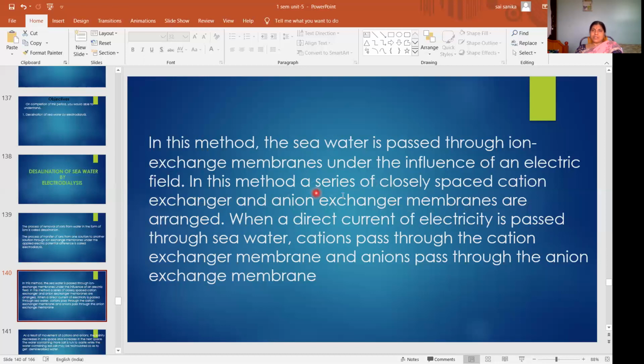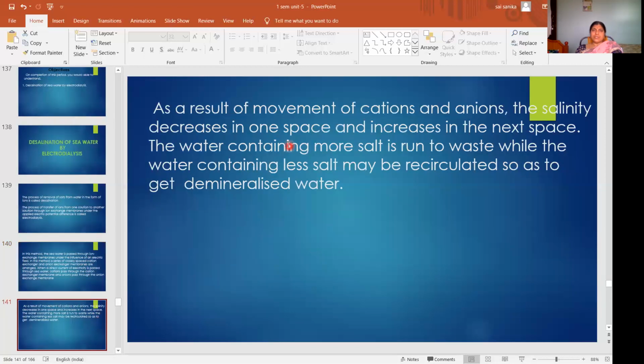So whatever ions are present in the seawater will be moved to the different solutions. Here we are taking different types of solutions. As a result of the movement of cations and anions, the salinity decreases in one space and increases in the next space. In one block, the total ions will be moved off into another compartment. In one place total salts will be removed, and wherever the salts move, the saltness increases.